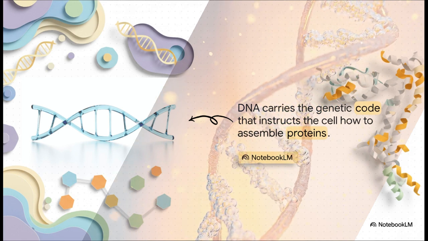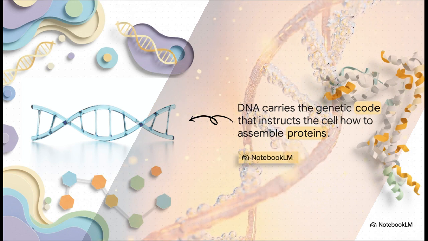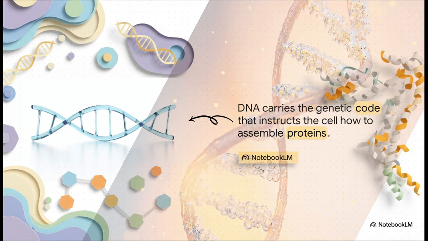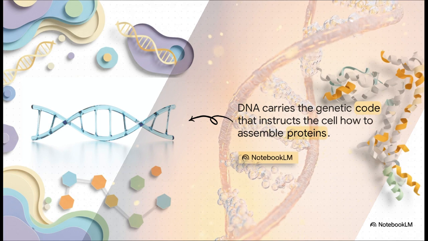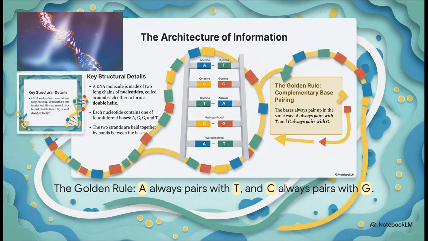It's tucked away safely in the nucleus of almost all your cells, and its job is to carry the genetic code. But here's the main takeaway, the absolute key job of DNA. It tells the cell exactly how to build proteins, which amino acids to use, and what specific order to put them in. Now, the structure of DNA is probably one of the most iconic shapes in all of science, right?